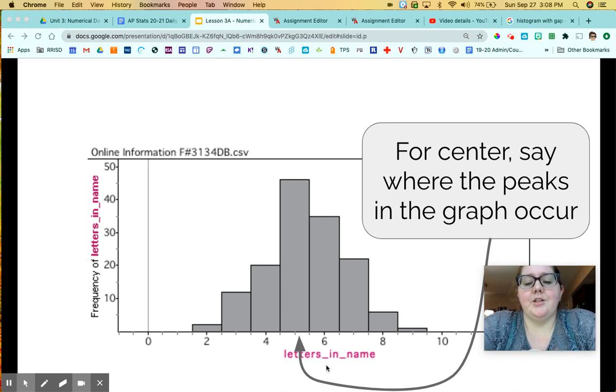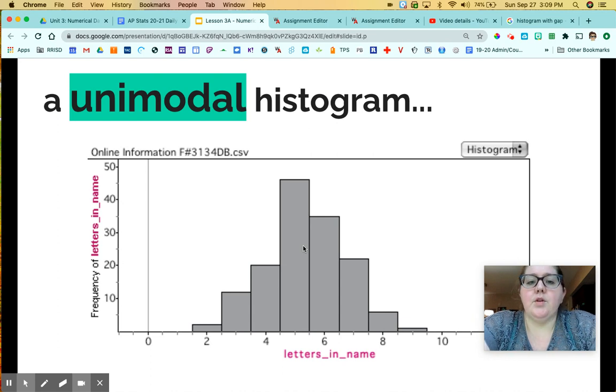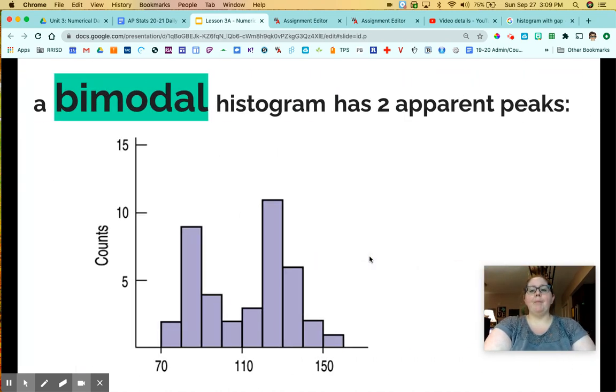This is the survey question that asks how many letters are in your name. So generally speaking, kind of the average, the center is about 5. This particular histogram, we would say is unimodal. Unimodal means that it has one peak or one mode in the graph. So there's one mountain peak. If a distribution has more than one peak or mode, we call that a bimodal histogram. Bimodal means that we have maybe 2 places where there's a tall bar and shorter bars around it.